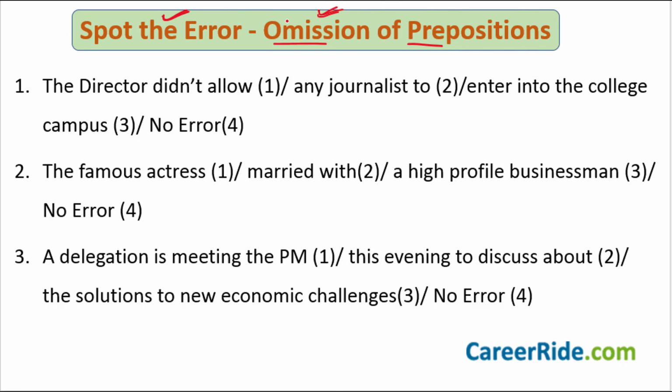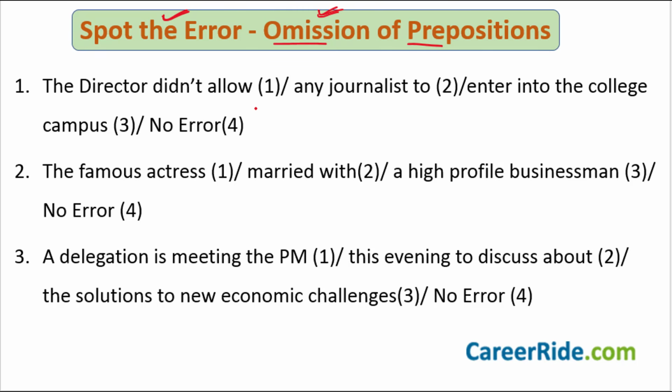Okay, so let's see some questions based on spot the error and let's try to solve them. So the first sentence that we have got here is, the director didn't allow any journalist to enter into the college campus, and the last part of the sentence is there's no error. That is the fourth option you have. Okay, so with me, let's try to find out where the error lies in this sentence. Can you figure it out yourself? Just take a second and see.